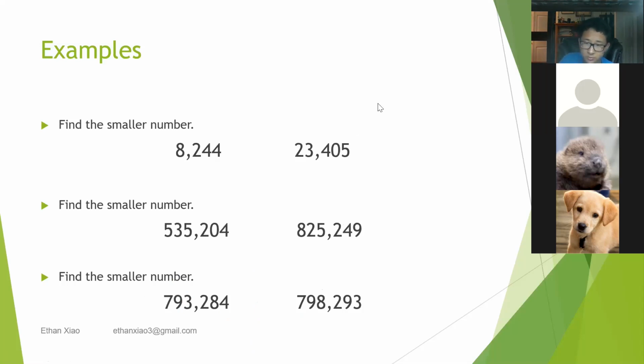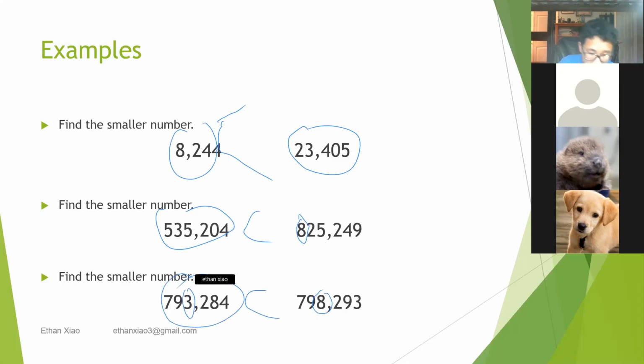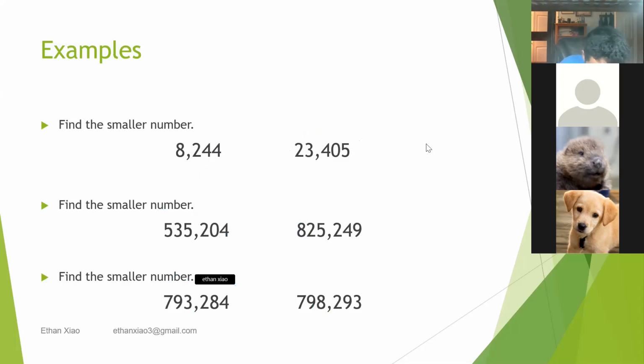Oh, and these are just more examples. As you can see, these should be pretty easy for you guys. This one has more digits than this one, so this one's the smaller number. This one's first digit is greater, so this one is smaller. And for these ones, this one's third digit is greater than this one's third digit, so this one's smaller. Should be pretty easy for you guys.